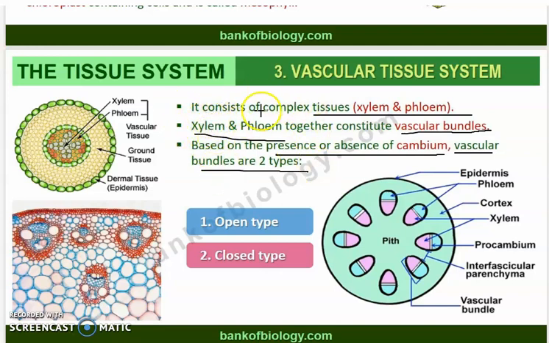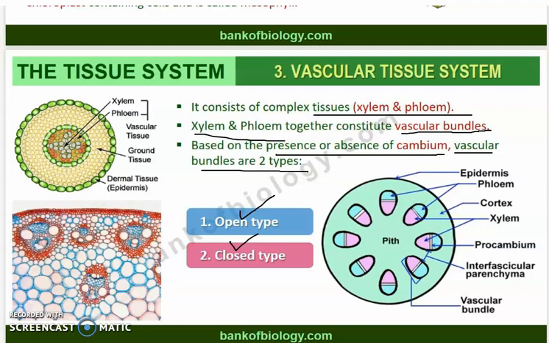Okay, xylem and phloem together constitute the vascular bundles, and based on the presence or absence of cambium, vascular bundles are of two types. One is the open type and the other one is the closed type. Understood? So based on the presence or absence of cambium, the cylindrical meristem, vascular bundles are of two types.